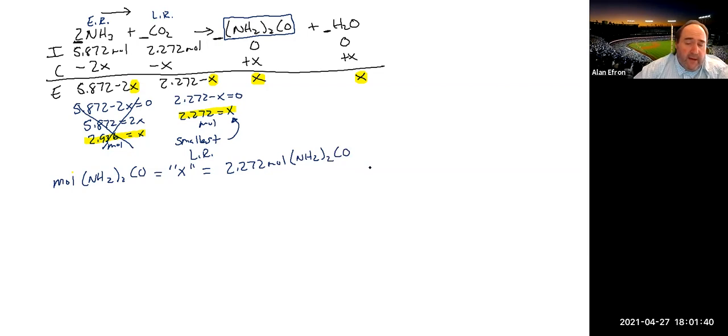So we want to figure out how many grams that is because our actual yield was in grams. So again, we would need to go to the periodic table and figure out the molar mass here of this guy. That's 2 nitrogens at 14.01 plus 4 hydrogens at 1.008 plus a carbon at 12.01 and an oxygen at 16. That gives us 60.06 grams per mole here.